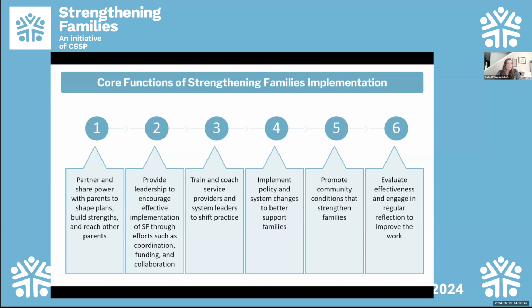These core functions are things that you can be carrying out whether you are a direct service provider thinking about how you can do some of these things in your work, or if you're leading the Strengthening Families efforts for your state or for your organization. Whatever level you're at, these core functions should be relevant. The first one is very much related to the fantastic panel we just heard. It's about partnering and sharing power with parents to shape plans, build strengths, and reach other parents.